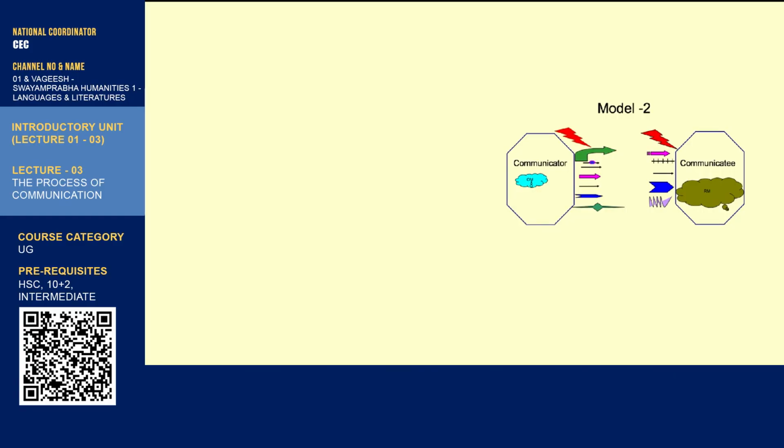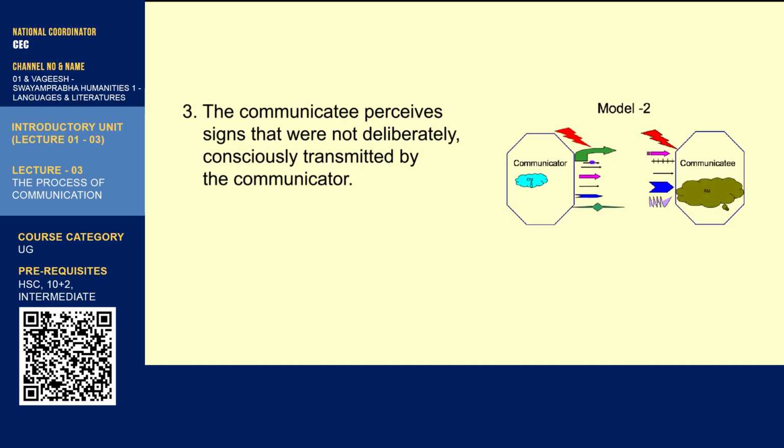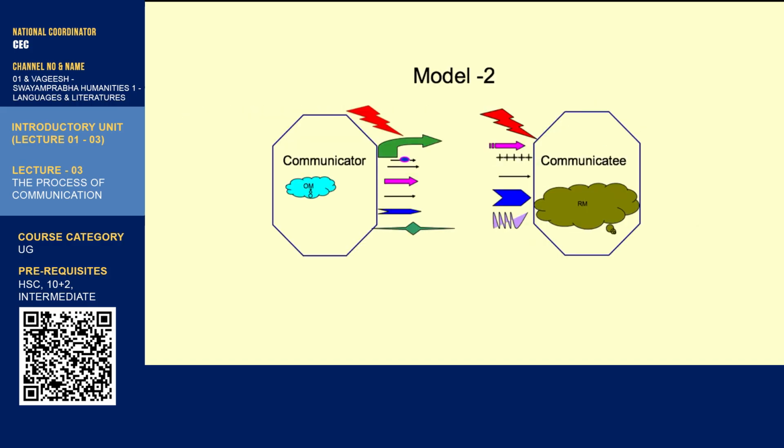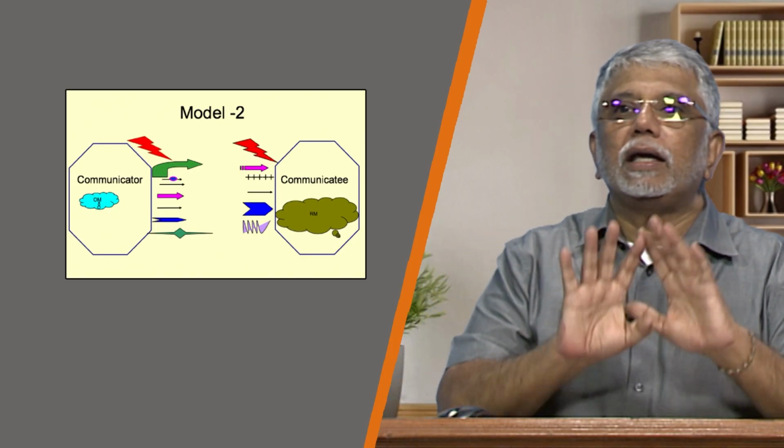Now, difference number 3, and the most important one. We look at a diagram. Signs that a communicatee perceives, sees, which were not actually put out by the communicator. Look at this sign. This sign was not actually put out by the communicator, yet the communicatee sees it, right. This particular sign, again not put out by the communicator, but the communicatee sees it, and he or she factors that into the decoding process, right, the meaning-making process.